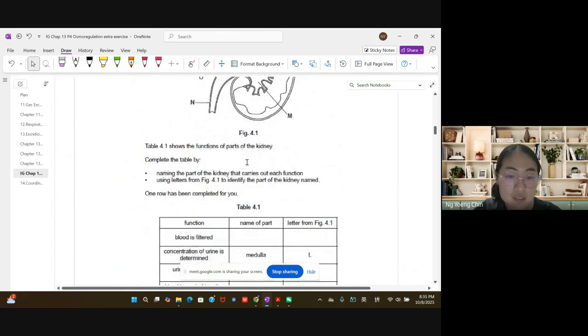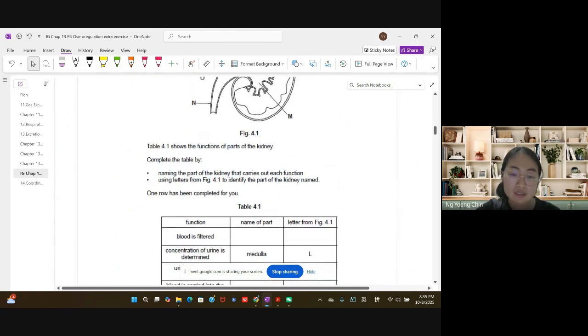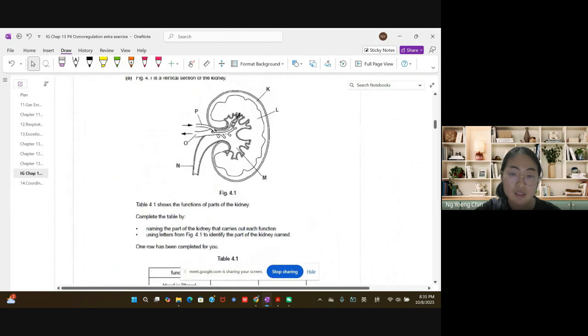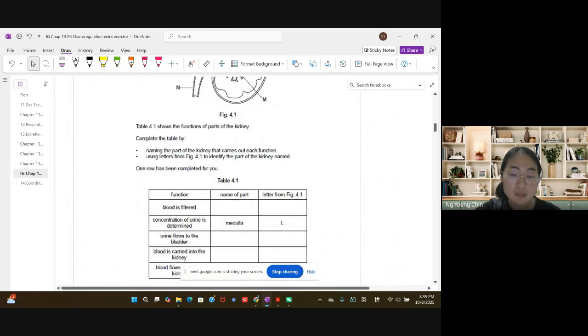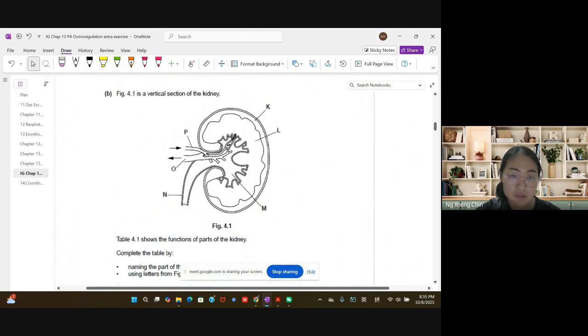Blood is filtered. Name the part with the letters. For which one? Blood is filtered. Which part?